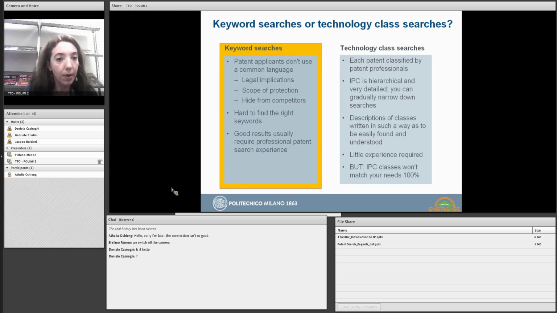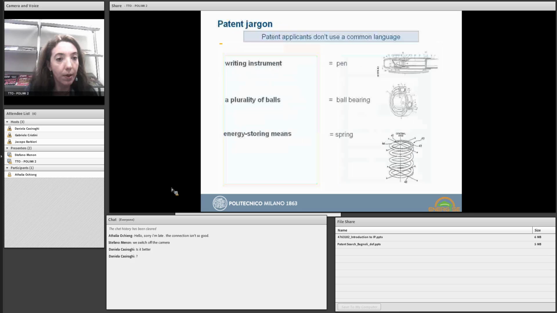Let's start with the keyword search and try to understand why the way of searching that is most common on the internet is not always the proper way for patents. Keyword search can be difficult because patents have their own jargon. Patent applicants don't use a common language. Here you have some examples.